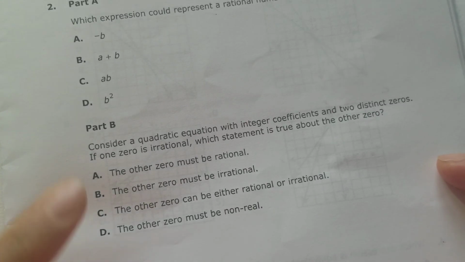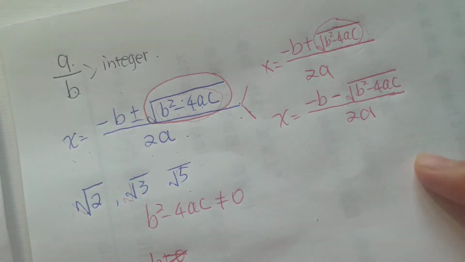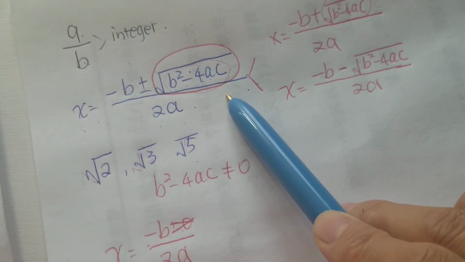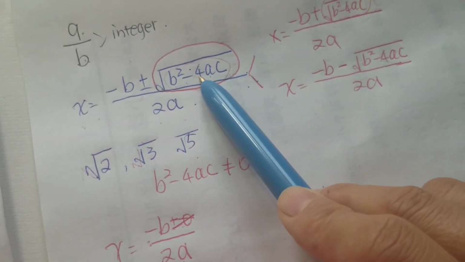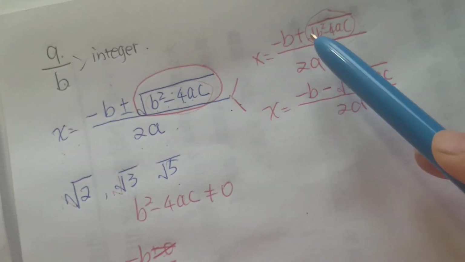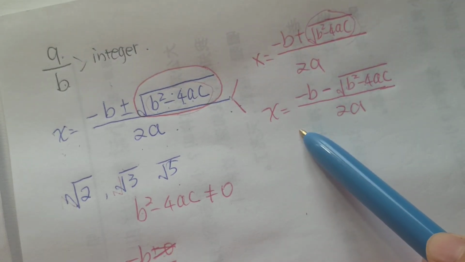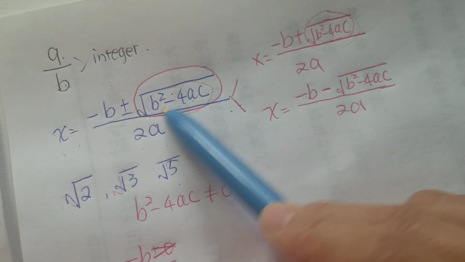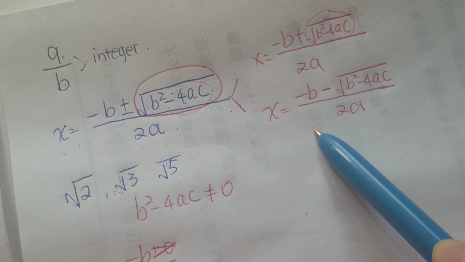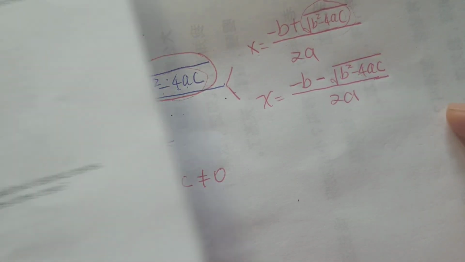Okay, let's make a quick recall. Question number 2 is talking about rational and irrational numbers. For part B, a quadratic function. Using your quadratic formula, think about it. Under the square root, if it's irrational, both x's are irrational. If it's rational, both x's are rational. This is all for part B, question number 2.